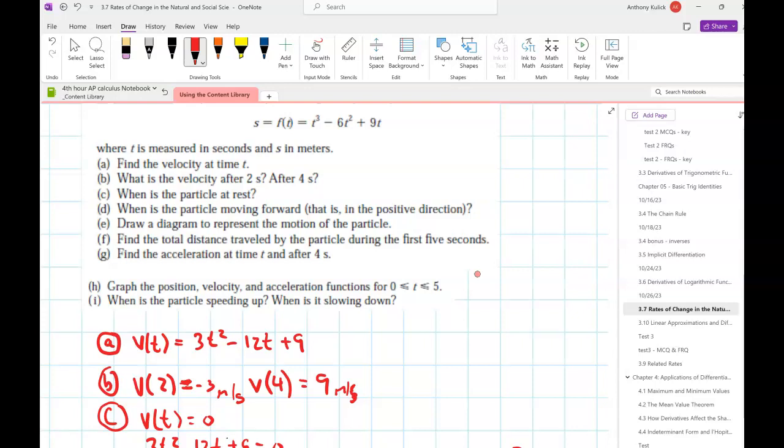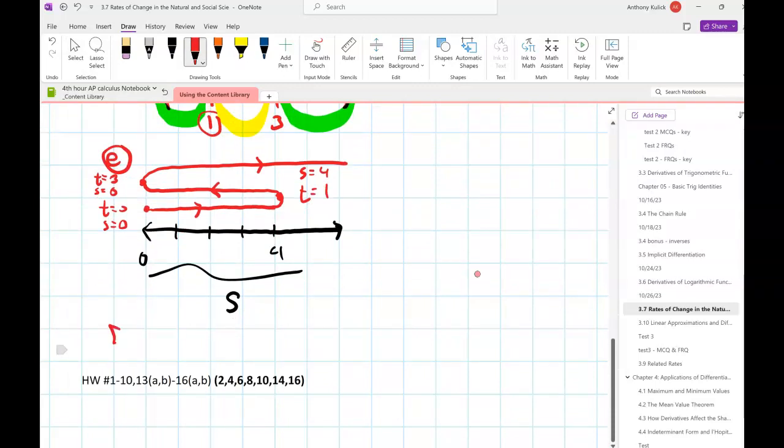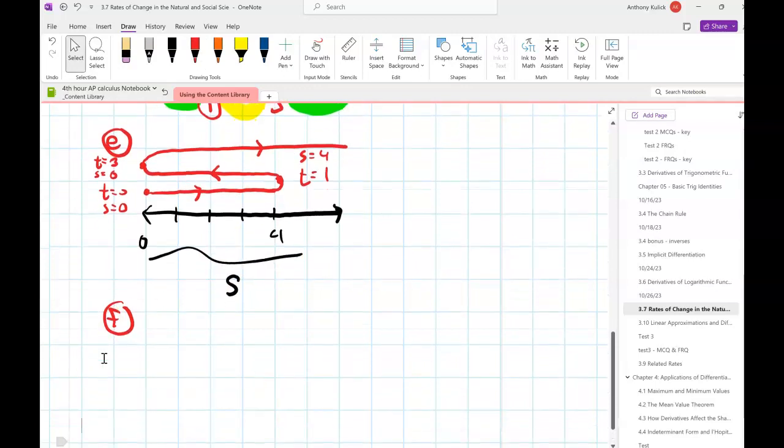So what we need to do now is find the total distance traveled by the particle in the first 5 seconds, right? So how am I going to do that? Is it just F of t? You mean S of t? Yes. No, because unfortunately the particle is going forward and backwards sometimes. So the displacement is going to be less than the distance traveled, right?